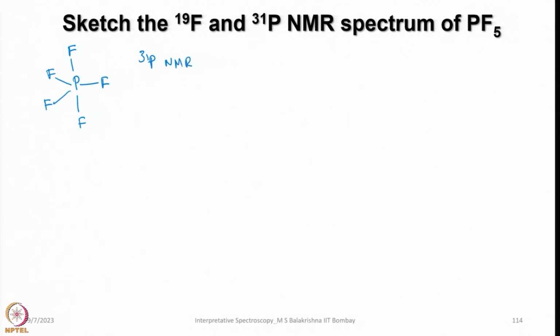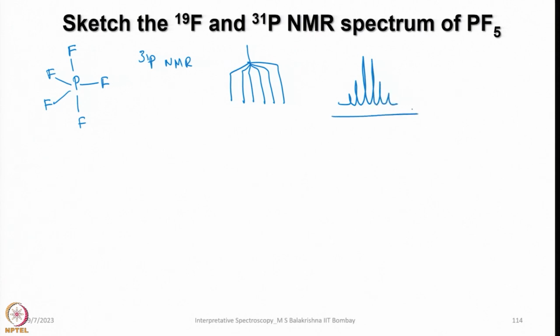As a result, all the 5 fluorines would be coupled with phosphorus to give a sextet. It should give 6 lines, and it should appear something like this. Okay, this is the 31P NMR spectrum.